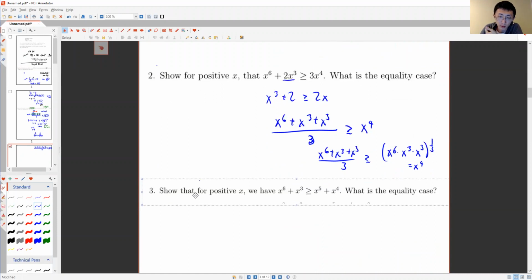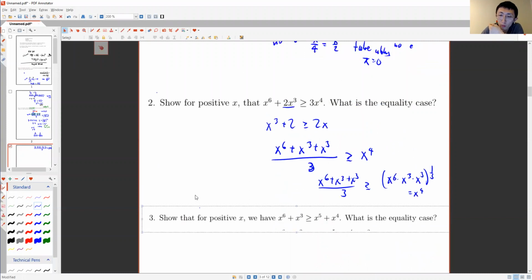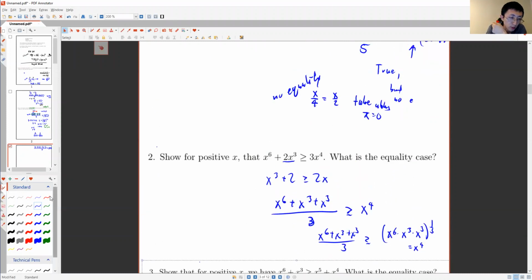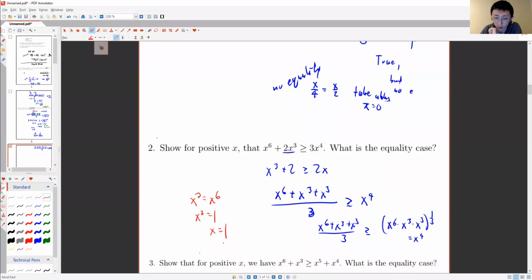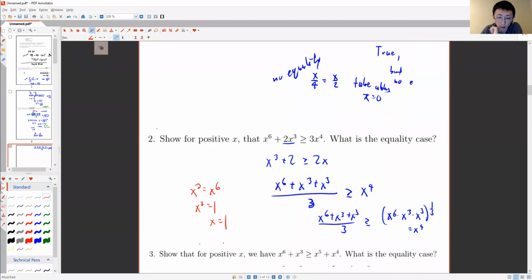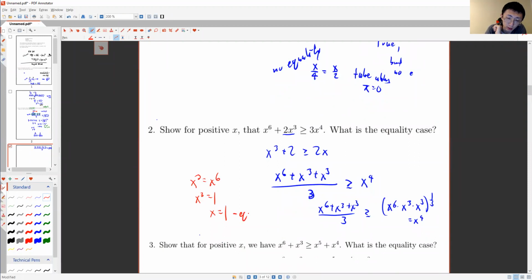So this one's a similar one. Oh, well, we should check the equality case for the previous problem. So the equality case is when all 3 variables are equal. So we need x cubed equals x to the 6th. And these are real numbers. So x cubed is 1. So x should be 1. The other 2 roots of unity do not work since we're just dealing with real numbers. Okay, so that's the equality case.